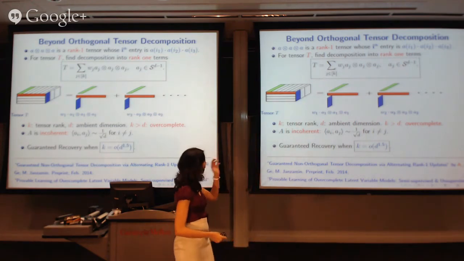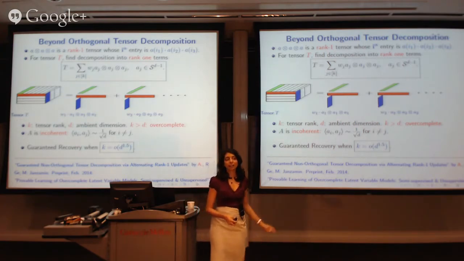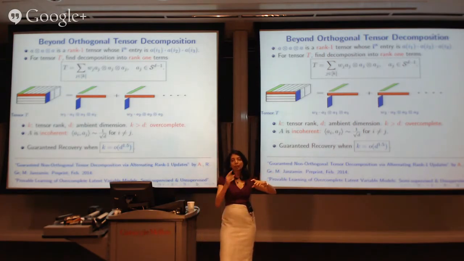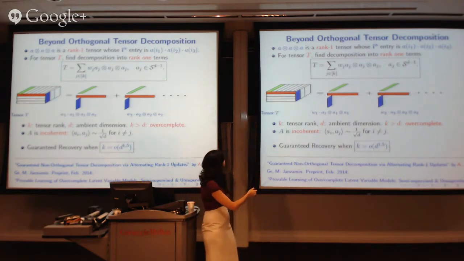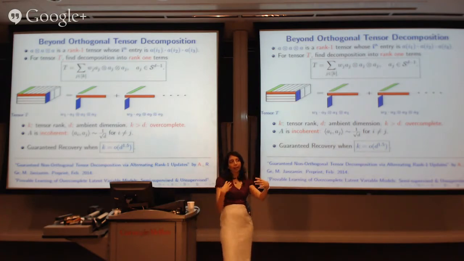I'm definitely not providing the details here. There is some analysis of local convergence, meaning if I initialize close to one of these components, where would I converge, and how I can analyze this local convergence.